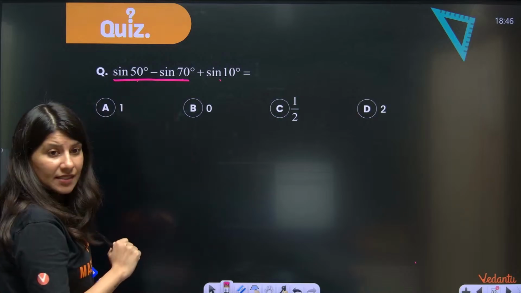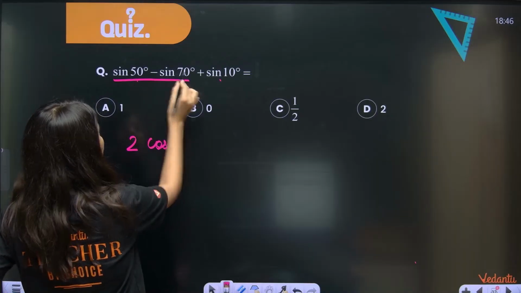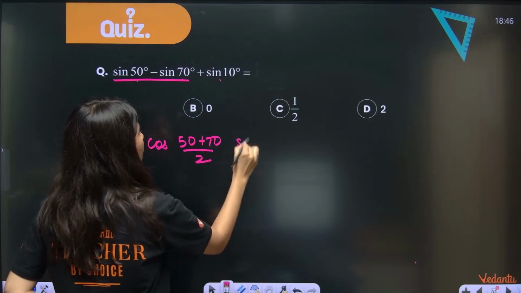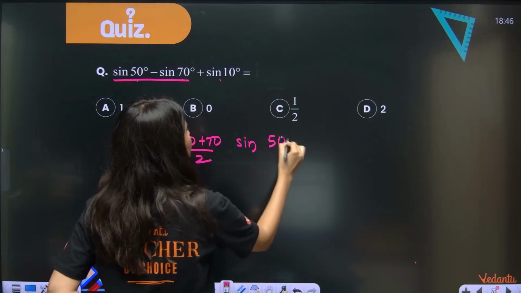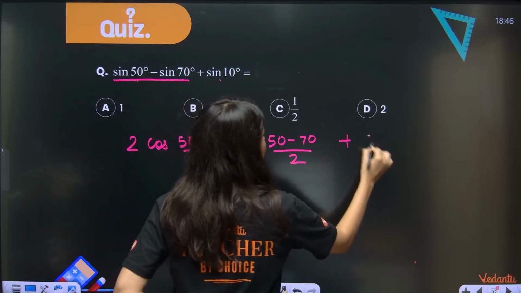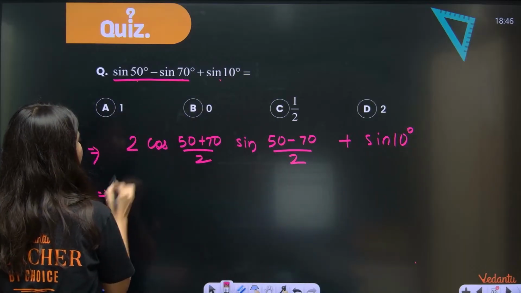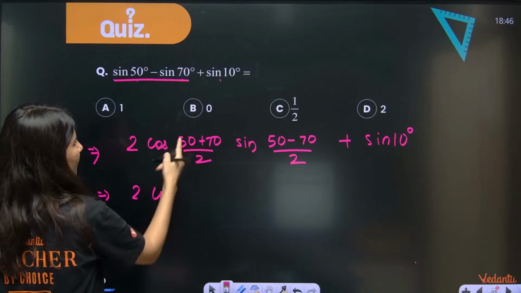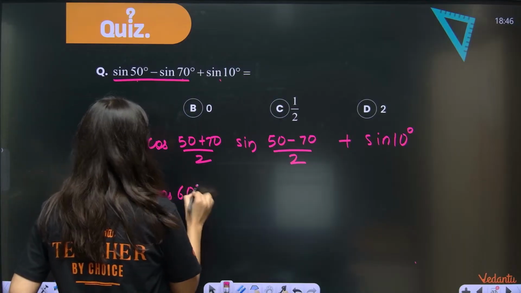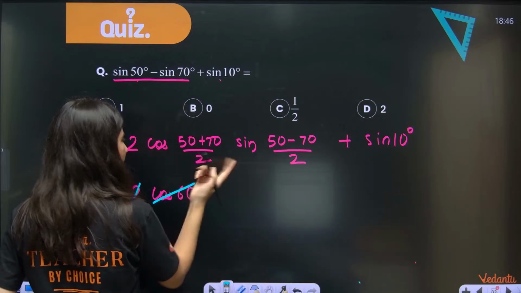Sin C minus sin D is 2 cos (C plus D)/2 sin (C minus D)/2. Plus sin 10 degree, I am keeping it as it is. So it will be 2 cos (50 plus 70)/2, 120 by 2, 60 degree. By the way, cos 60 degree is half. So 2 into 1 by 2 will become 1 only.